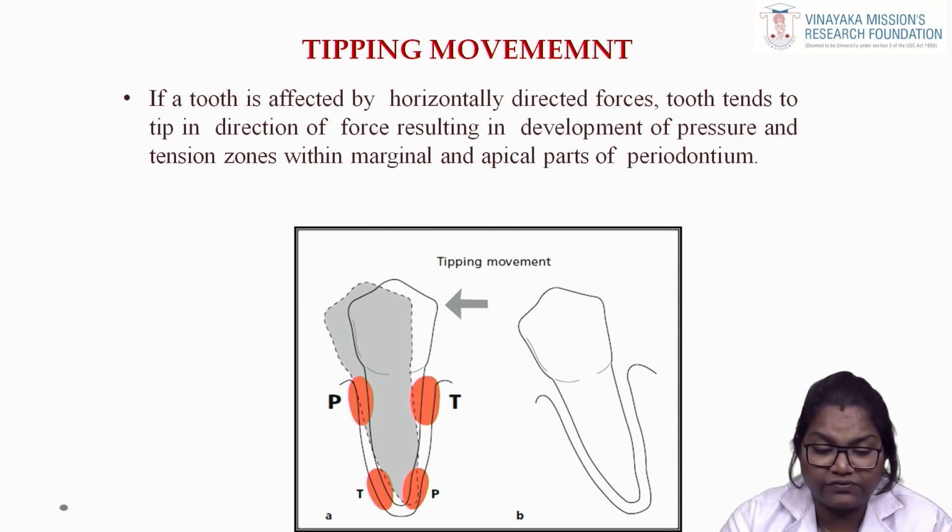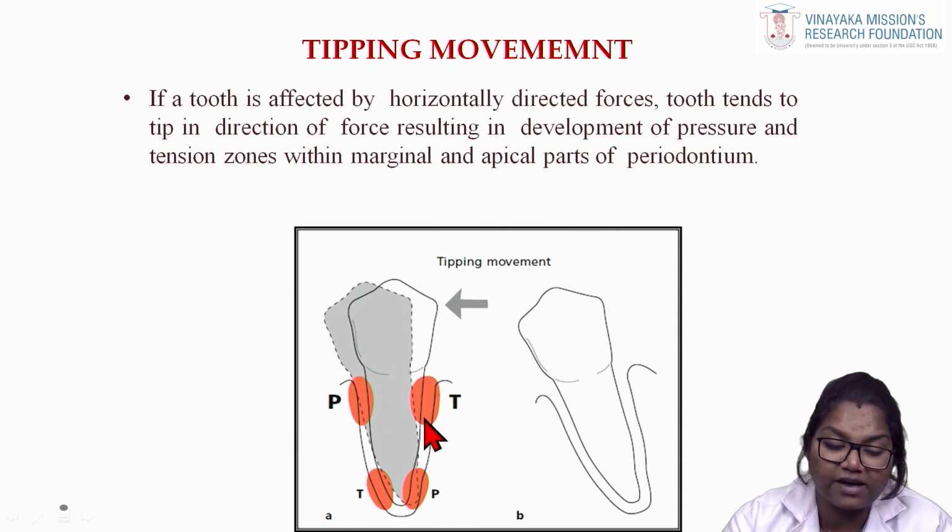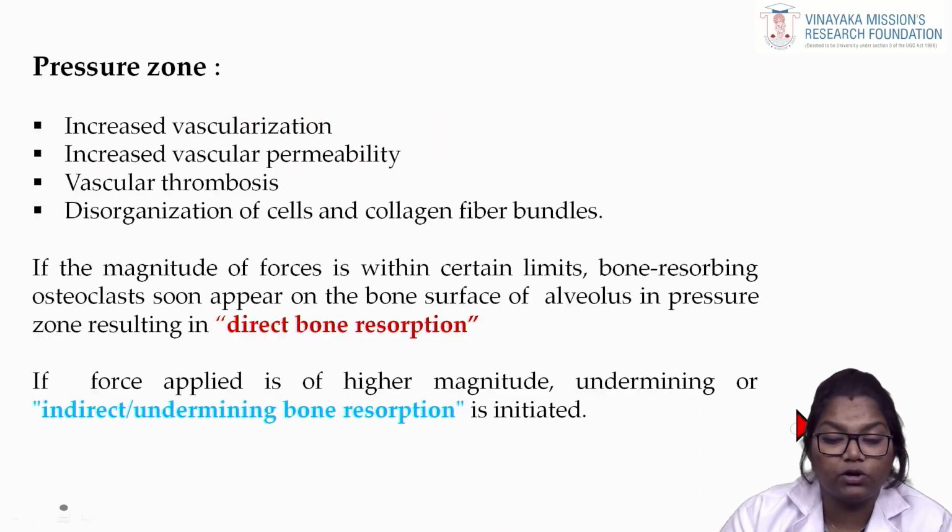So this we can see in both the marginal and the apical parts of your periodontium. So this whole is your periodontium, in this we have the marginal and the apical part. So when the force is in a horizontal direction, we have the pressure zone and the tension zone, that is both formed in the apical as well as the marginal parts of your periodontium.